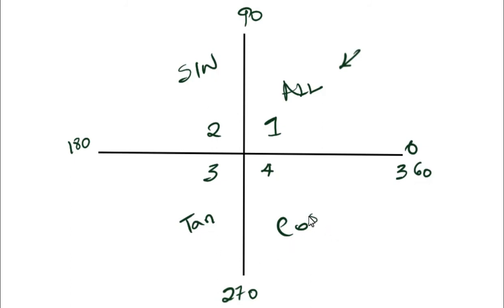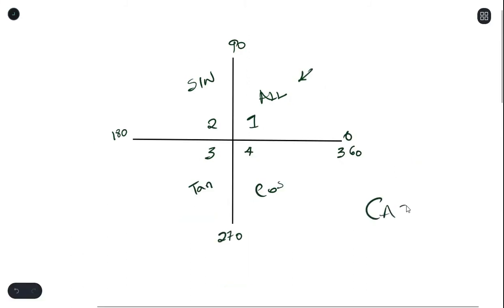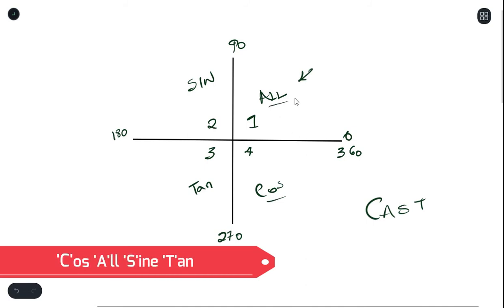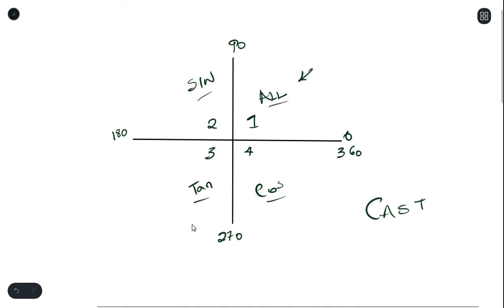Now, it's very important you memorize this. You can memorize this using the acronym CAST, which means cos, all, sine, and tan. Now that you understand quadrants a little bit better, let's take it up a notch. Now we're going to be talking about equations of each quadrant. So that's what we're going to be talking about next.